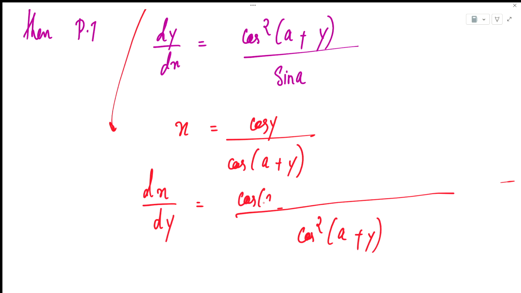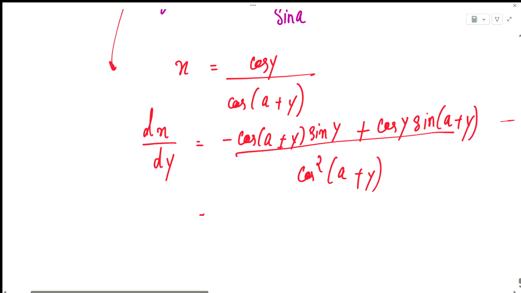The cos(a plus y) will be outside as it is. The derivative of cos y is minus sin y. Again minus will come out. Take cos y outside and take the derivative of cos of (a plus y), which will be minus sin(a plus y). So minus minus plus, this is sin of (a plus y).